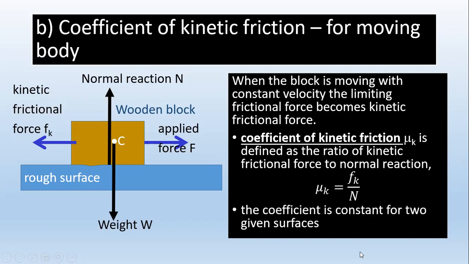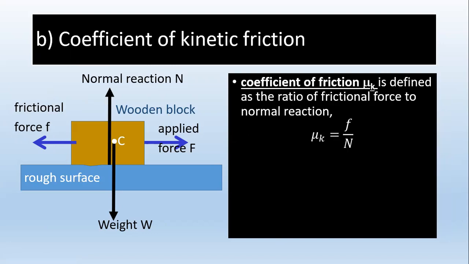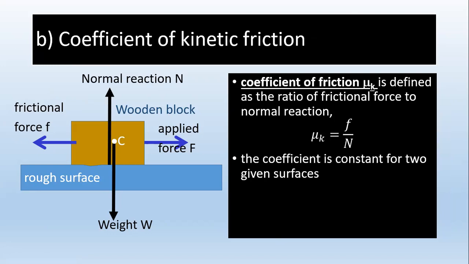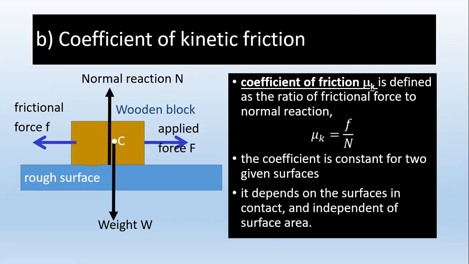You have to memorize all this. And it's constant between two particular surfaces. It depends on the surface in contact, meaning the type of surface that is in contact. It is independent of the surface area, the area on top there. We imagine three dimensions. And it's also the same: it equals the applied force when it's moving with constant velocity. The applied force equals the frictional force, and replace the normal reaction with the weight.